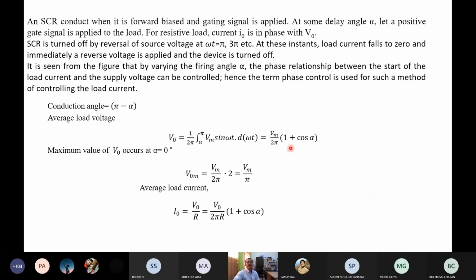Average output voltage is 1 by 2 pi, integral from alpha to pi of Vm sin omega t d omega t, which equals Vm by 2 pi times (1 plus cos alpha). Maximum voltage will be at alpha equal to 0, which is Vm by pi times 1 plus 1, that is 2 Vm by pi. Average load current is V naught by R, the average voltage divided by the resistance.